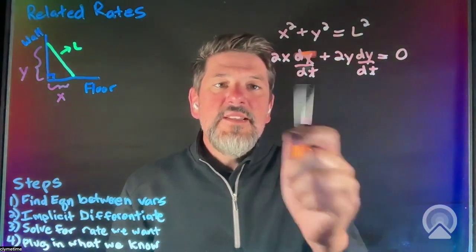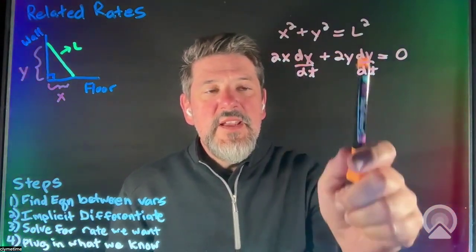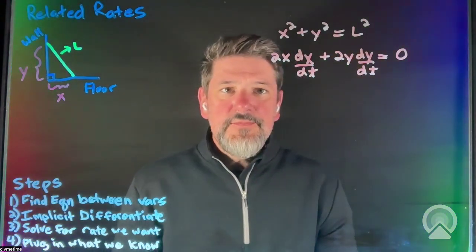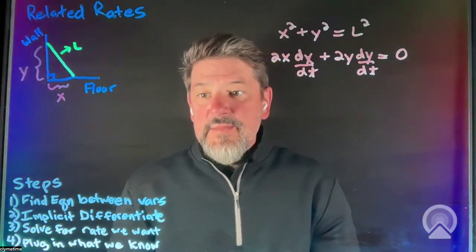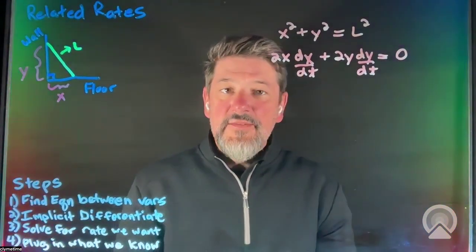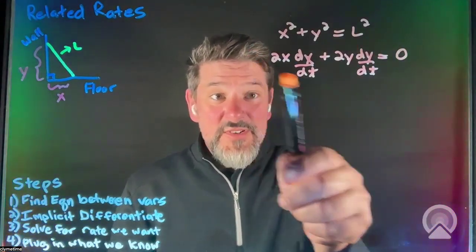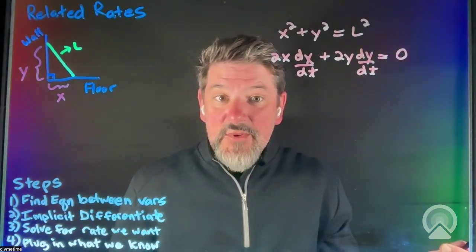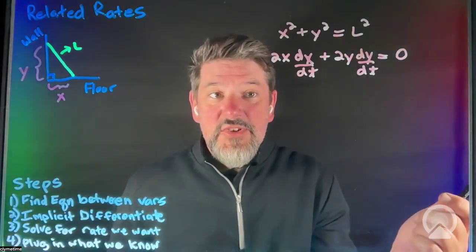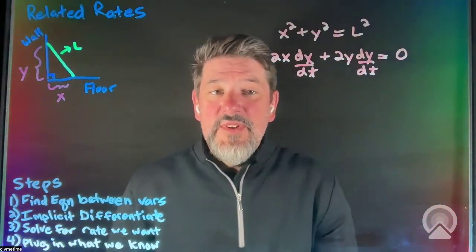All right, so I have 2 rates here. I have the rate at which x is changing. I have the rate at which y is changing. And so step 2 is implicit differentiation. I've done that. And now I have 2 rates. And by having an equation, I can already see that they have a relationship. The equation is the relationship. This is the relationship between 2 rates.